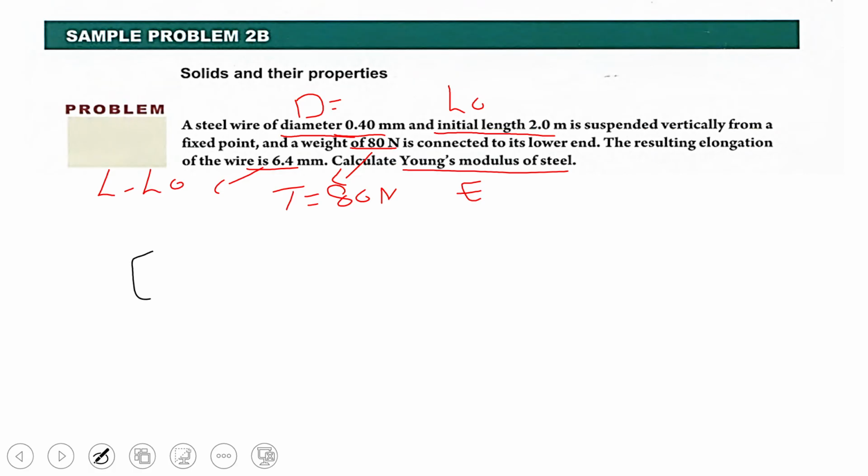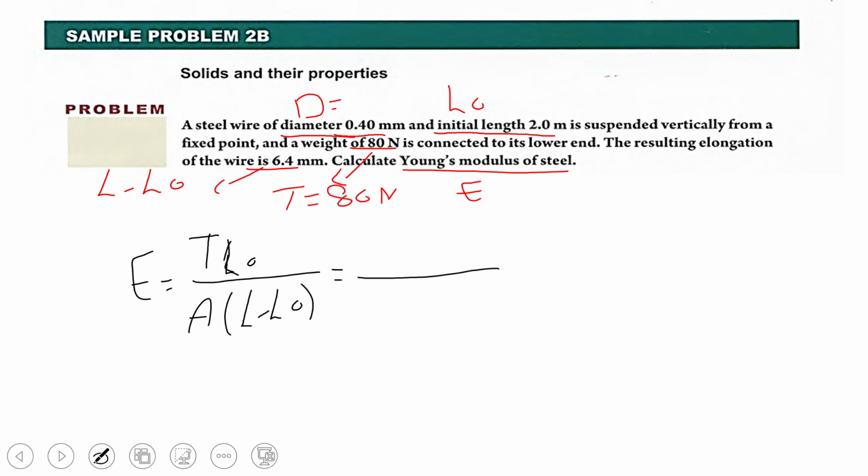Young modulus E is equal to T L naught over area times (L minus L naught). This is the rule. And we know the tension T is equal to 80 Newton, L naught we have is 2 meter, and the elongation L minus L naught we have is 6.4 millimeter.